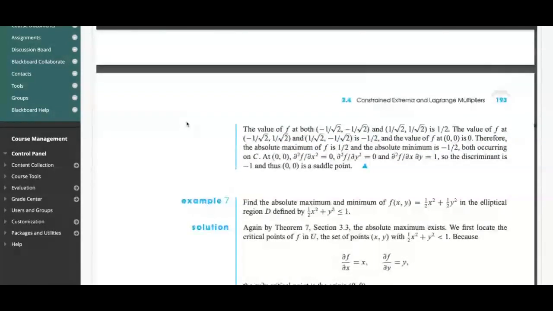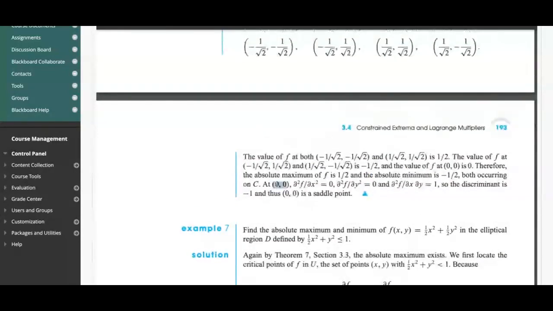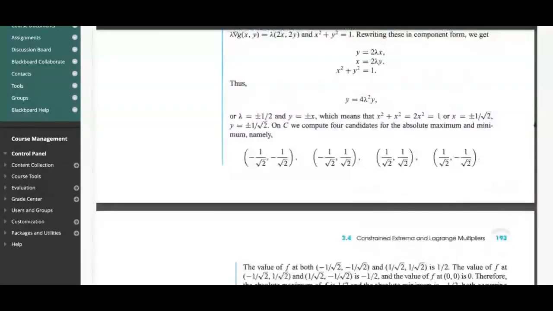Or you can use the second derivative test for (0, 0). All right. And if you use that, it tells you it's a saddle point. It's neither a max nor a minimum. Does anyone have any question for this?